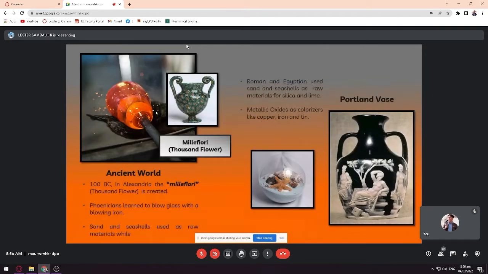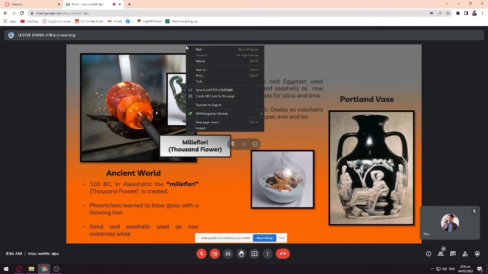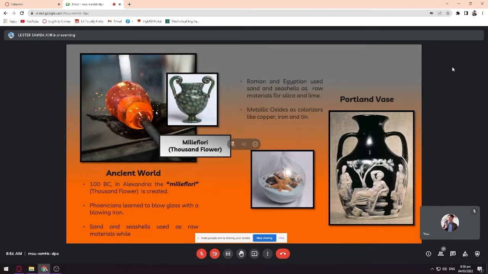Next would be the ancient world pa rin. In Alexandria, about 100 BC, is the Millefiori, or the Thousand Flowers. Now, in this process, a shaped core was made, perhaps of mud, to which sections of colored glass canes were attached. Now, the core and the canes were placed into an outer mold to keep the shape, while the glass fused in an oven. Now, after removing the mold and the core from the oven, the glass surface was ground smooth. Cross-sections of the colored rods showed a striking mosaic effect. So we have an example here in front of us of what a Millefiori or thousand flower glass would look like in the ancient times.